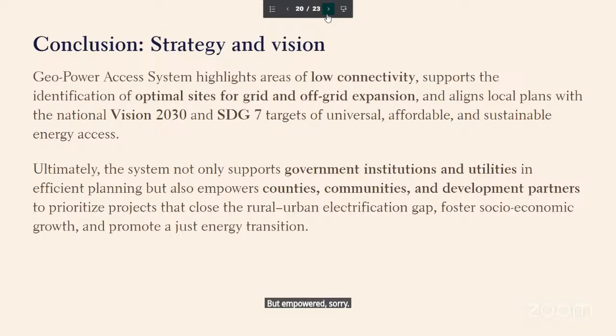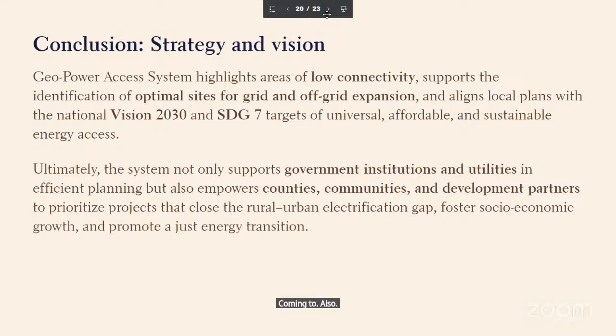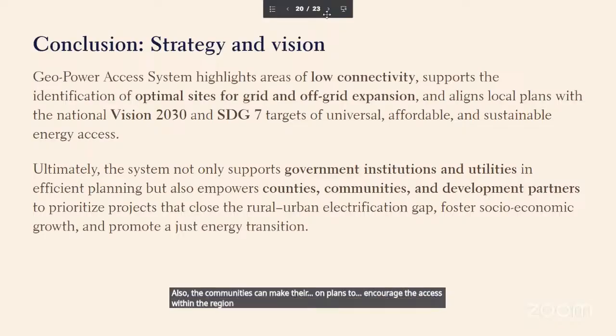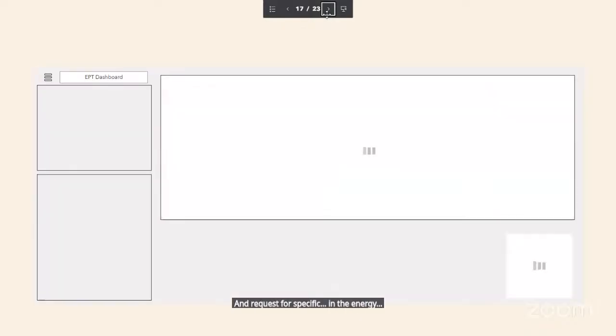The system supports government institutions' plans. For instance, the county government plans to make electrification efforts and ensure access to all the households within a certain county. Also, the communities can make their own plans to encourage access within their region and request for specific energy technology.